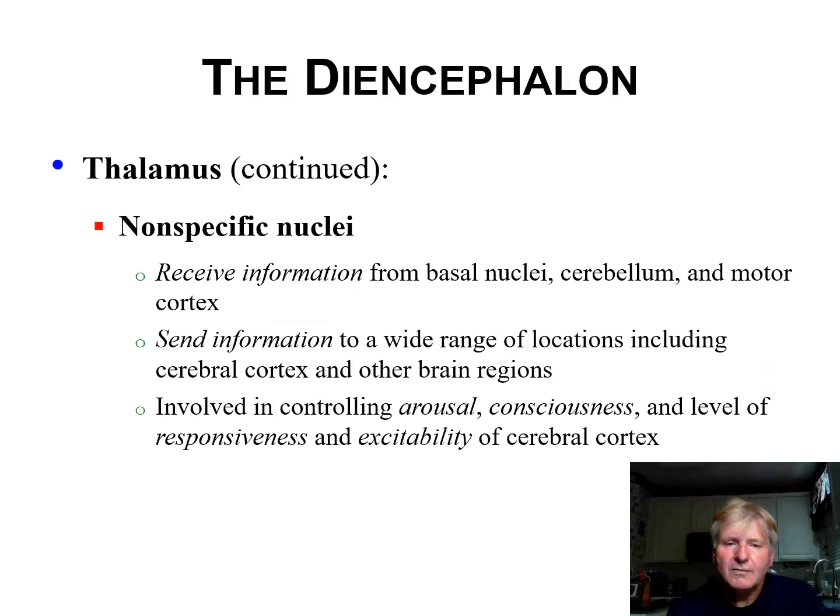The nonspecific nuclei usually receive information from the basal nuclei, the cerebellum, and the motor cortex. So they're going to be primarily associated with motor functions. They send information into a wide range of locations, including the cerebrum and the other brain regions. They're involved in controlling arousal, consciousness, level of responsiveness, and excitability of the cerebrum. Those are referred to as the non-specific nuclei.